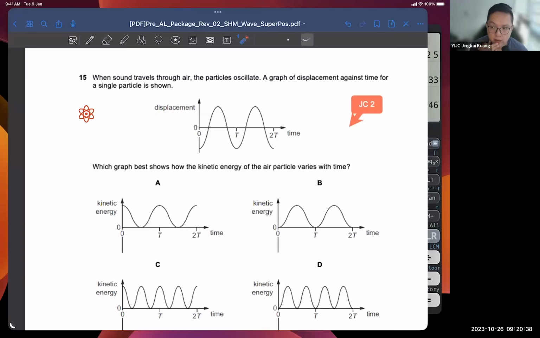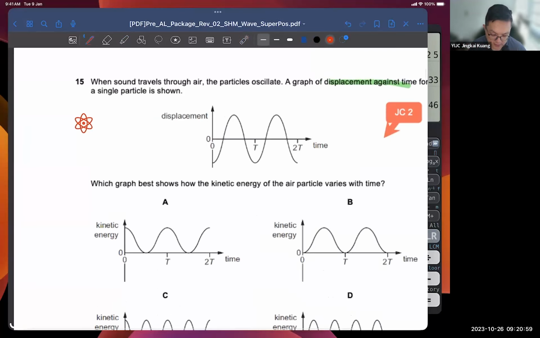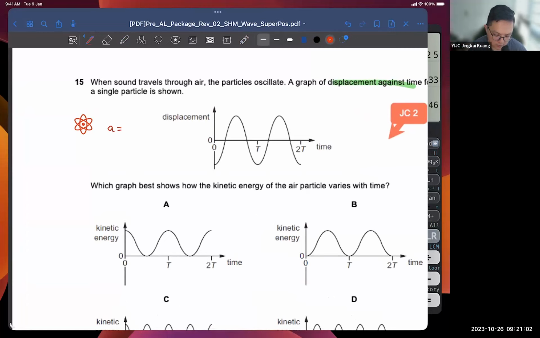Here we have SHM, with particle oscillation, and then this graph here, a displacement-time graph. Let's quickly recap some of the SHM formulas. Remember, the basic formula for SHM starts from a equals to negative. The basic idea is that your acceleration is always proportional to the negative of your displacement from your equilibrium position. Then we go one more step to say a is equal to negative omega squared x.